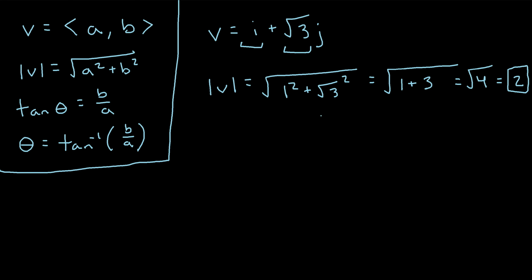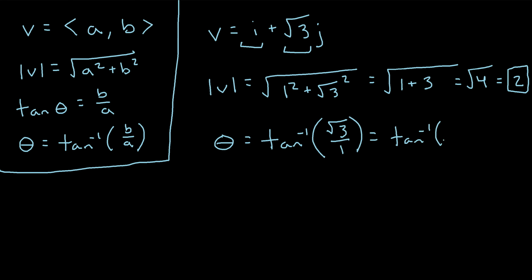And now to find the direction, remember we say the direction, or theta, is the inverse tangent of b over a. So in this case, b is the square root of 3, and a is 1. So that simplifies to the inverse tangent of the square root of 3. And if you punch that into a calculator, you'll find that that is exactly equal to 60 degrees. So the magnitude of this vector is 2, and the direction is 60 degrees.